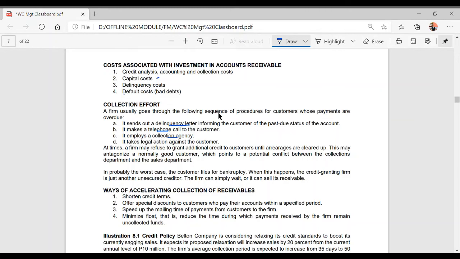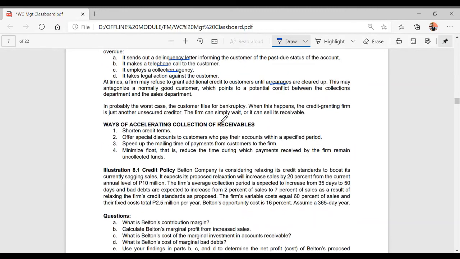So at times, a firm may refuse to grant additional credit to customers until arrearages are cleared up. Those are their past dues, the ones they have not yet paid that have piled up. So this may antagonize a normally good customer, which points to a potential conflict between the collections department and the sales department. So in probably the worst case, the customer files for bankruptcy. When this happens, the credit granting firm is just another unsecured creditor. So the firm can simply wait or it can sell its receivable.